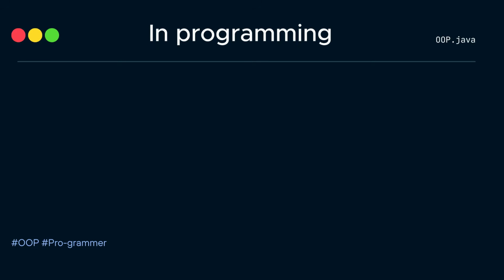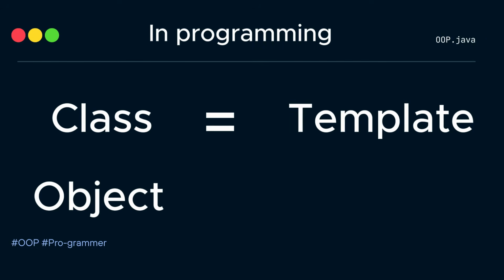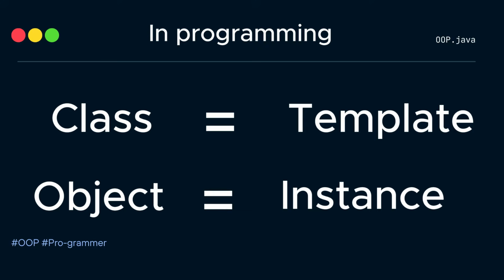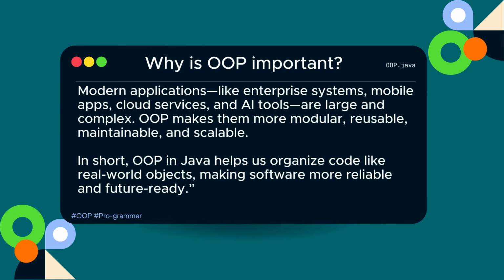So in programming, class is equivalent to a template, and object is equivalent to an actual instance. Now that we know what OOP means, why is OOP important in 2025? Because modern applications, like enterprise systems, mobile apps, cloud services, and AI tools are large and complex. OOP makes them more modular, reusable, maintainable, and scalable. In short, OOP in Java helps us organize code like real-world objects, making software more reliable and future-ready.